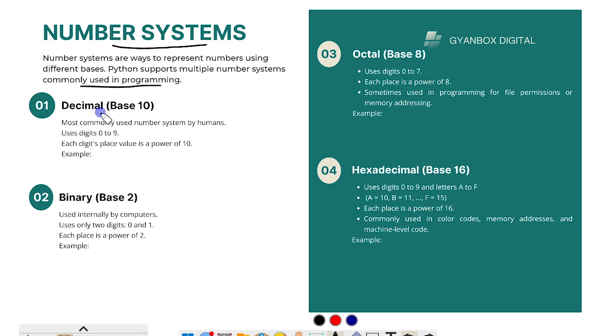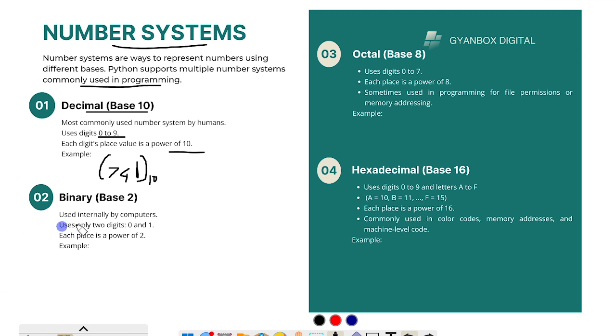First is decimal number system. The decimal number system consists of base value as 10 to let it identify that this belongs to the decimal part of the numbers. So it is most commonly used number system by humans. It consists of the digits from 0 to 9 and each digit's place value is power of 10. So let us write an example, say 741 and in brackets I will write here with the subscript as 10 which indicates that this is a decimal number system.